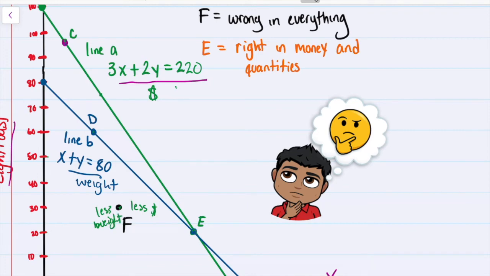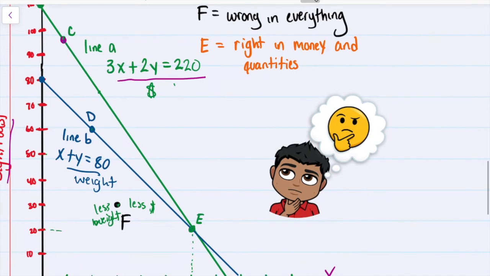Now let's look at letter E, perfectly touching both lines. That means that we're touching the right amount of weight and we are touching the right amount of money. So to really get $220, how many kilograms of dark roast do we need? 60. And how many kilograms of light roast? 20. 60 kilograms plus 20 kilograms, that's 80 kilograms.